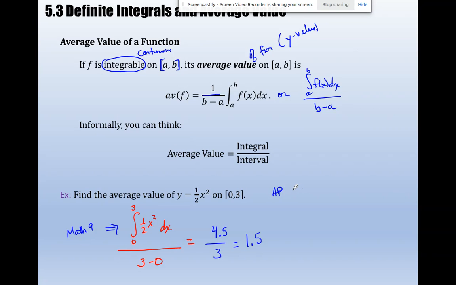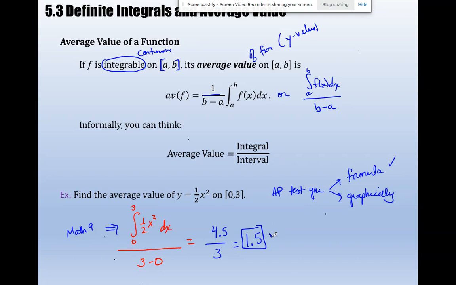AP is going to test you on this by formula, which is what you just did, and graphically. And I'll show you what I mean by that. So by formula, I just did, boom, integral over the interval. It was on a calculator portion. So even when I know how to integrate, I still would math 9 that and divide by 3.